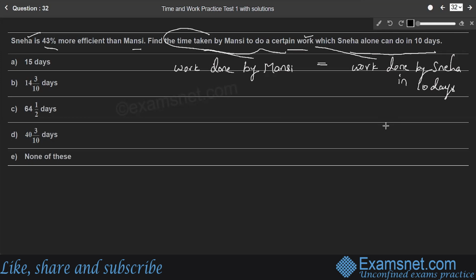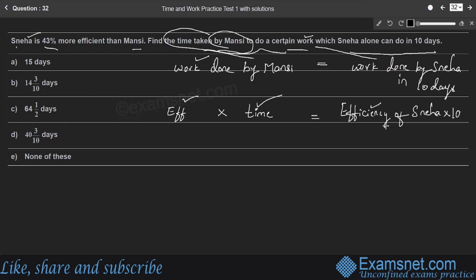Right? So we all know that work is always efficiency into time. So the work done by Mansi is her efficiency into the time taken by Mansi to complete that work, which is equal to the work done by Sneha. So it is the efficiency of Sneha into the time taken by her, 10 days. Here we need to find the time taken by Mansi. For that we need the efficiency of Mansi, and also the efficiency of Sneha.